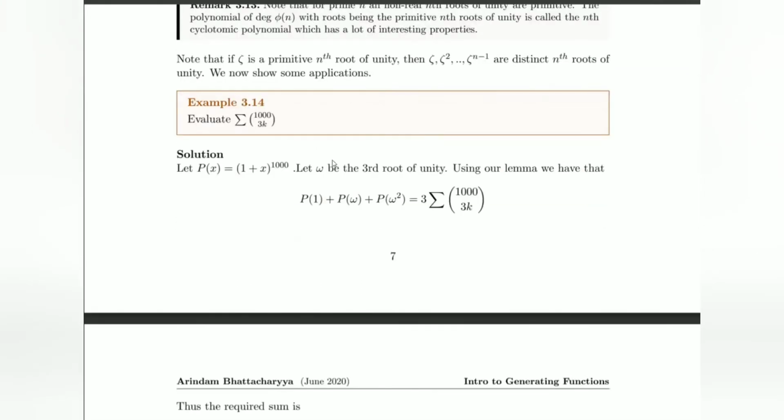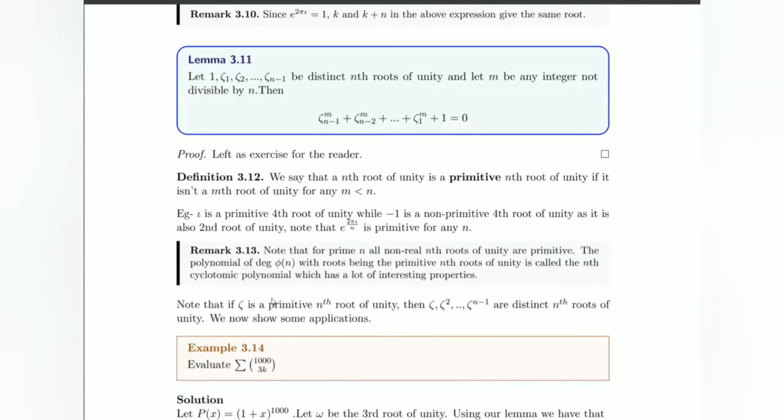Now, for the exponents that are not divisible by 3, 1^n + ω^n + (ω²)^n would be 0 due to this lemma. And everything will be those with exponent divisible by 3. This sum is 3 times the sum of C(1000, 3k). So we need to find (P(1) + P(ω) + P(ω²))/3.